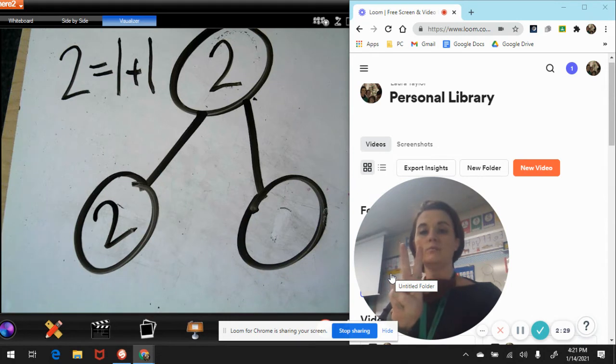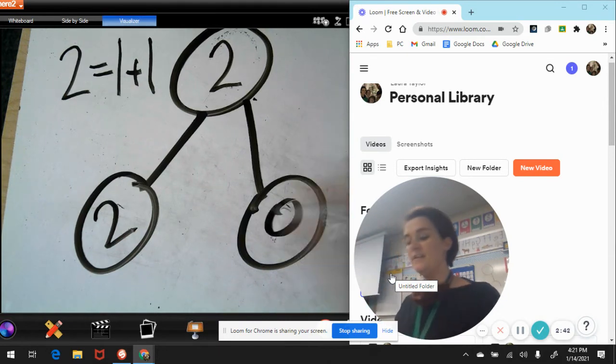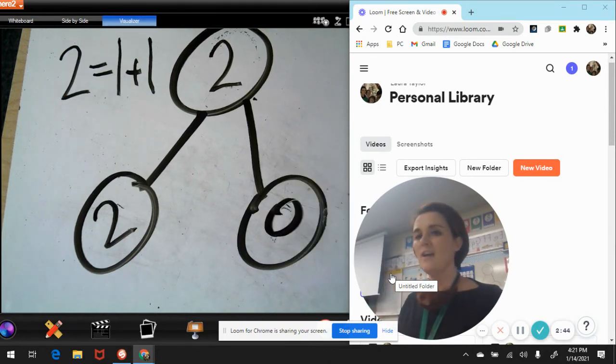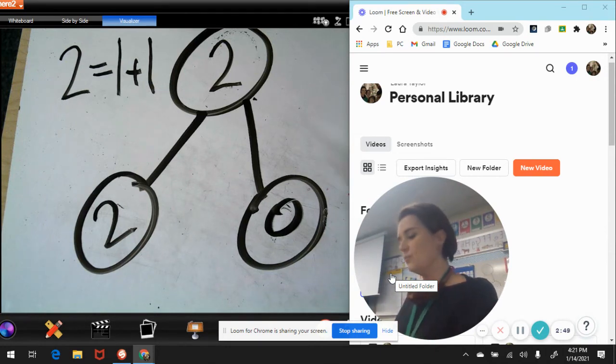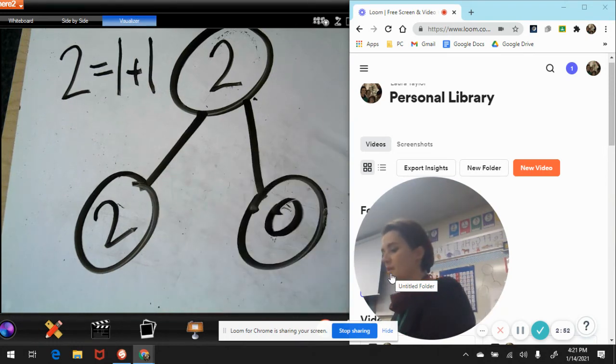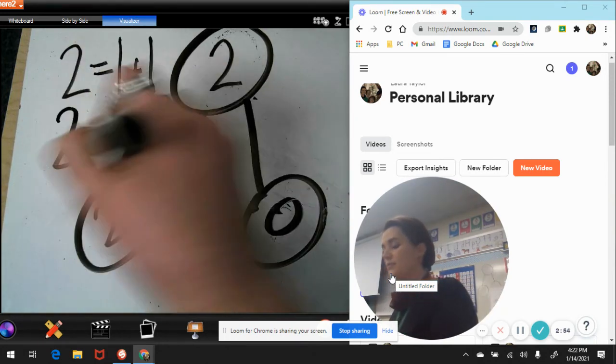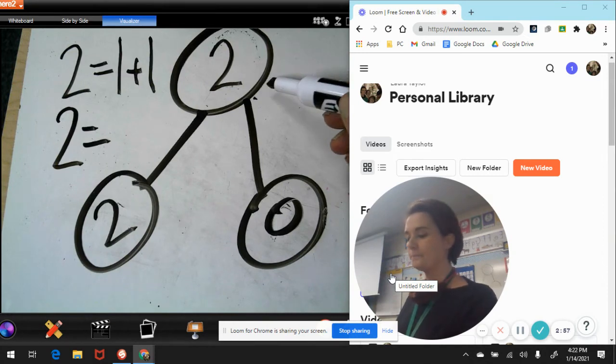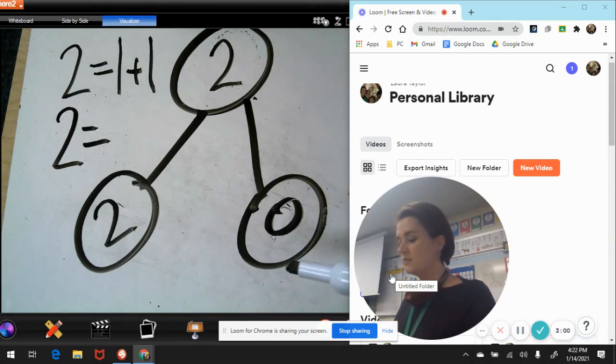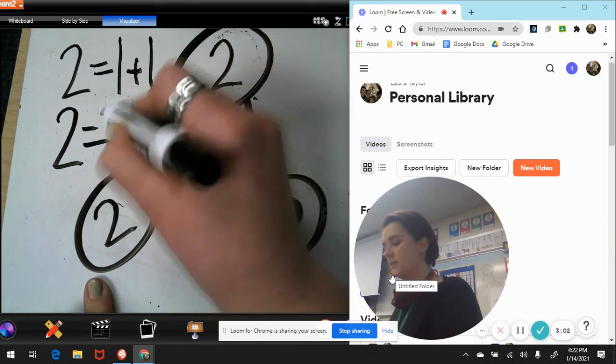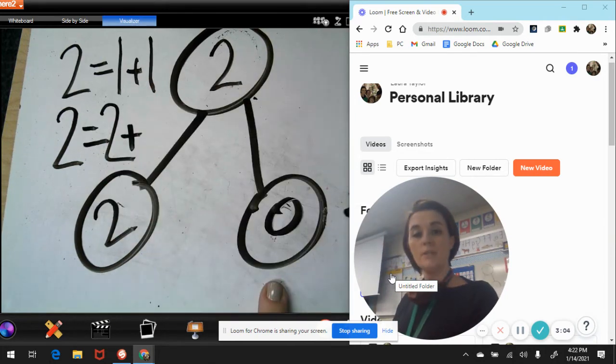so I have 2 and 2 run away. How many cows do I have left? None, right? I have 0 cows inside the fence because they all ran away. I have none. Okay, so let's figure out how to write a number sentence that says what this number bond says. 2 equals, because 2's my whole, 2 equals 2 plus 0.